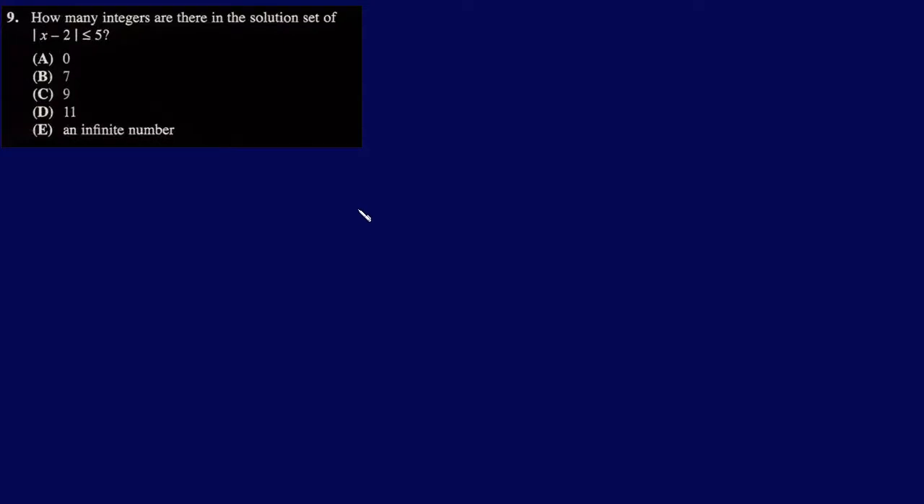Okay, so for today's problem, we are going to look at an absolute value inequality problem. And we have the question: how many integers are there in the solution set of the absolute value of x minus 2 is less than or equal to 5?